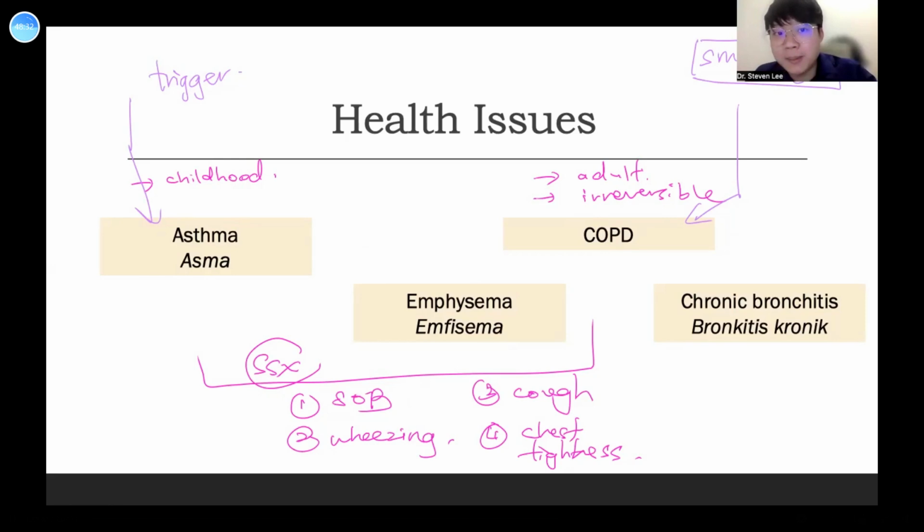So they are not the same disease. You must remember they're not the same disease. They're different diseases. In fact, emphysema and chronic bronchitis are also very different. But now we don't really separate them as 2 different entities. We just treat a patient as COPD normally nowadays.